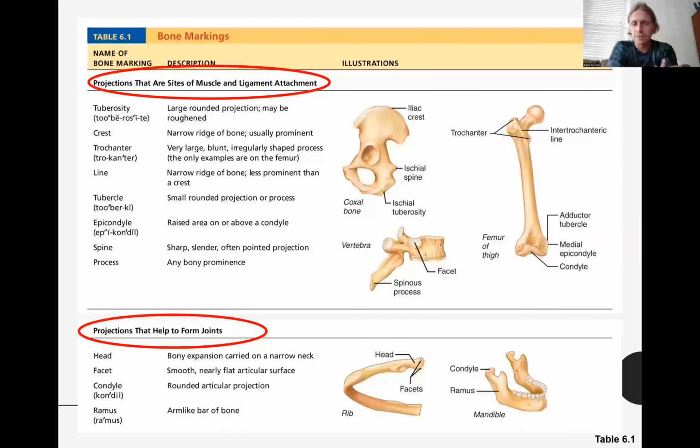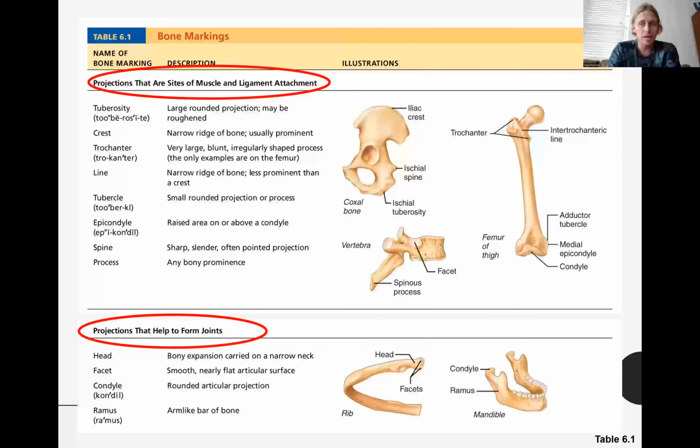All right, so here's some of the terms that you're going to need to know. These are all the projections that you need to know. So I do want to clarify some of these. The first one I want to clarify is a tuberosity versus a tubercle. These are both rounded projections. That's in the definition for both of these, but there's a difference in size here. So tuberosities are usually larger, while tubercles are usually smaller.